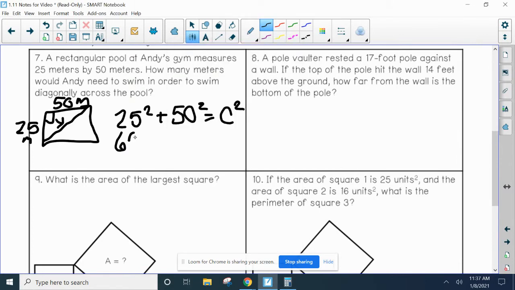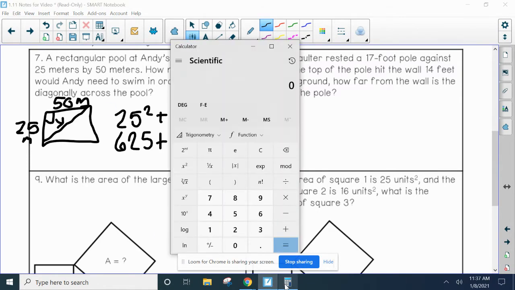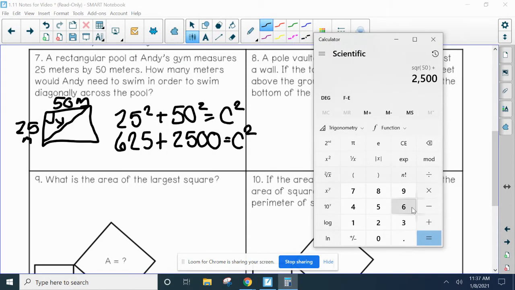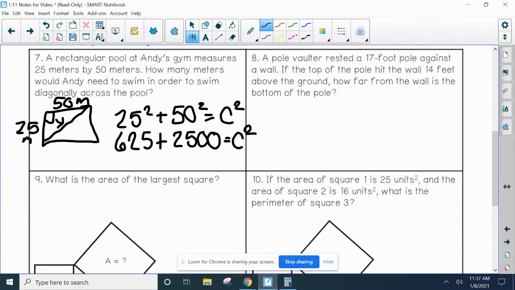So 625 plus 50 squared. Well, 5 times 5 is 25, with 2 zeros, is equal to our hypotenuse squared. And just so we can double check, but I know I'm right, 2,500 plus our 625 gives us 3125. So we have 3125 is equal to our hypotenuse squared.